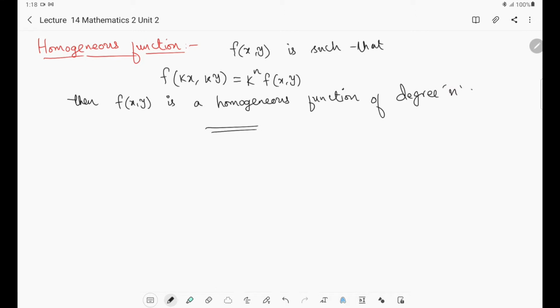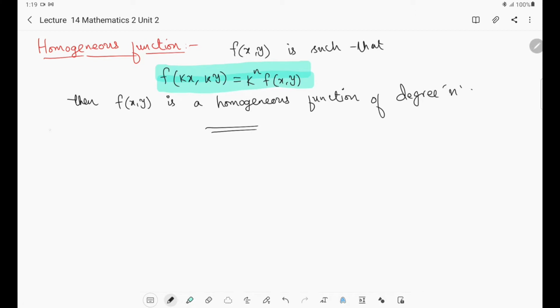This is the definition of a homogeneous function. A function f of x comma y is said to be a homogeneous function of degree n if this is true: f of x comma y, where x and y are replaced with kx comma ky, gives k power n into f of x comma y. Then such a function is called a homogeneous function of degree n.